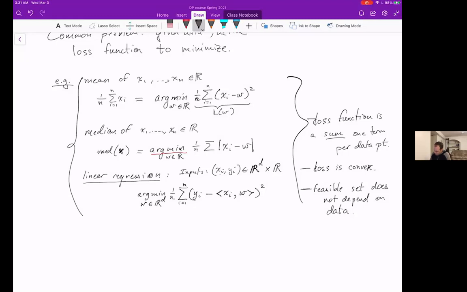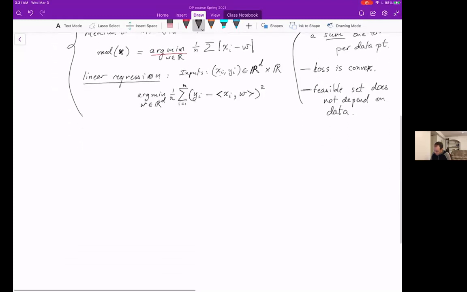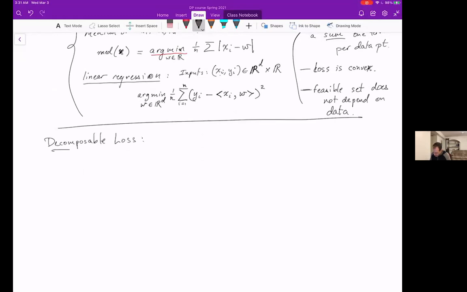Okay, so what we'd like to do is write down an abstract problem that captures all the examples we've seen plus a bunch more. So that's what we're going to do. We'll introduce some terms. A decomposable loss is a loss function that's made up of a sum of terms like this, 1 per data point.